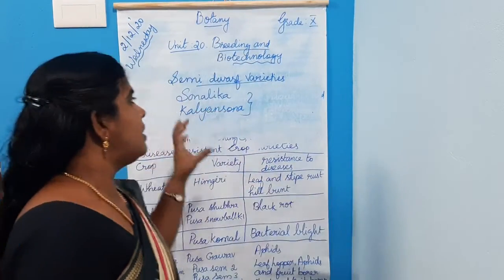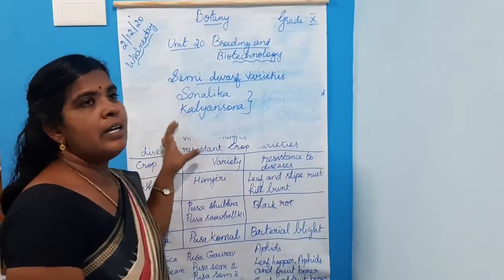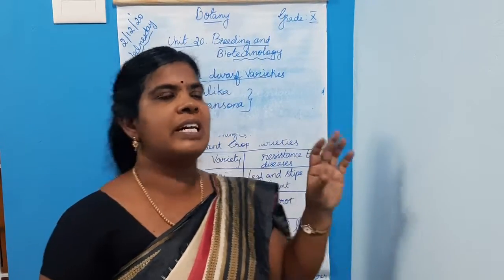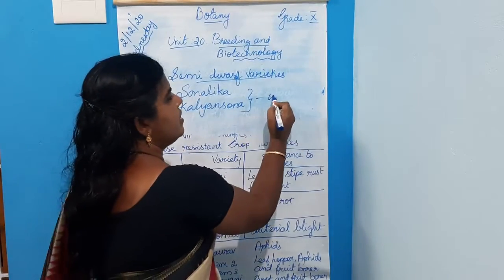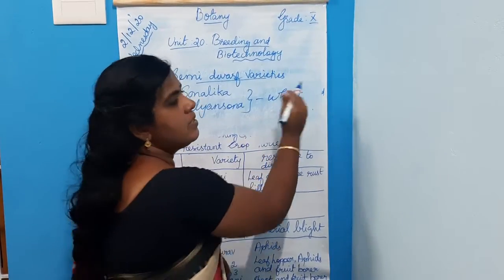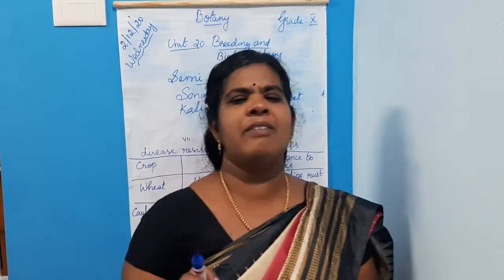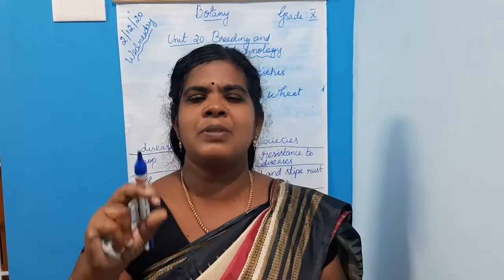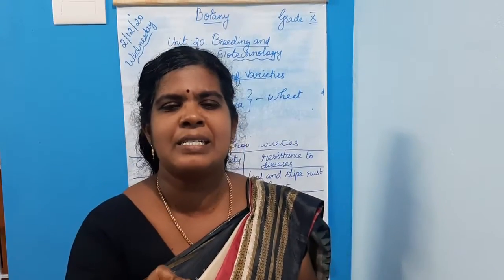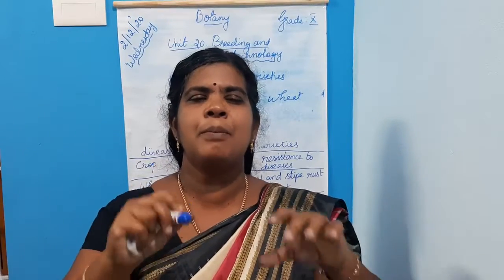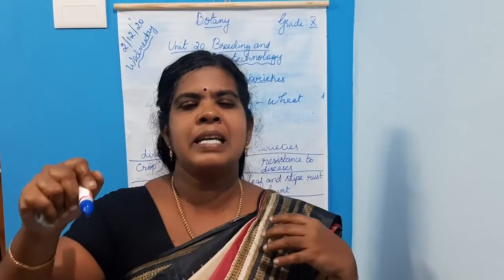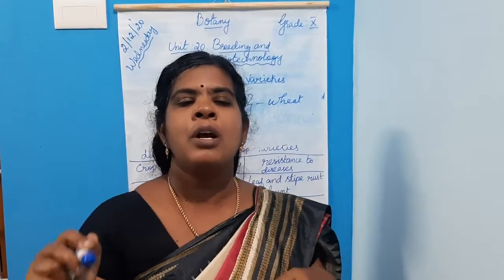What are the varieties? Sonalika and Kalyan Sona. These two are the semi-dwarf varieties of what? Wheat. Semi-dwarf varieties of wheat developed from Mexico. These varieties possess certain improved characteristic features, and because of these, it helps India to achieve more productivity.